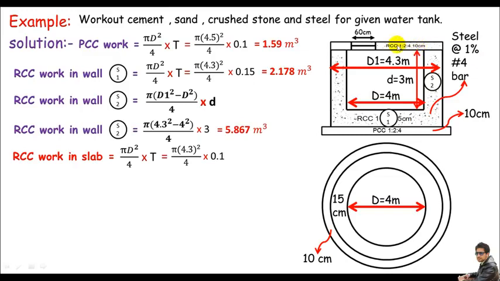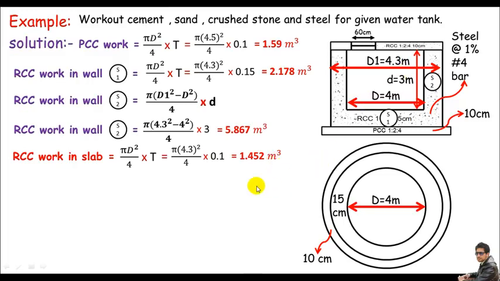Just look at our plan. It is already mentioned over here, right? RCC 1:2:4 and 10 centimeter. 10 centimeter just represents the thickness, right? So you can get 1.452 cubic meter as RCC work in the slab.